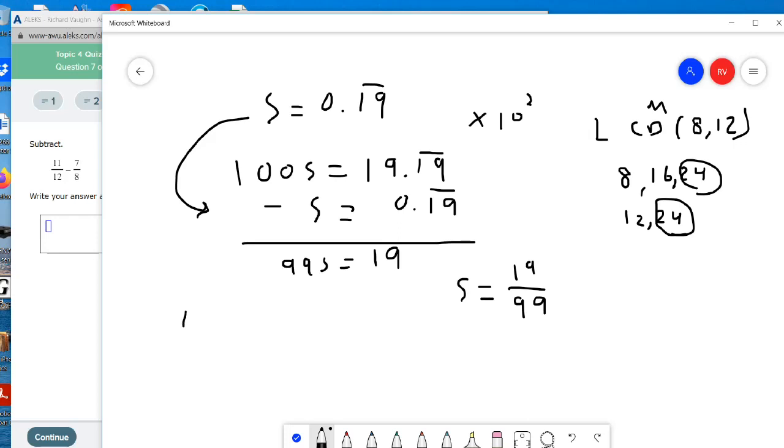So then I'm going to take this 11 twelfths, and I'm going to create a 24 by multiplying top and bottom by 2. Now for the 7/8, I'm going to multiply top and bottom by 3. And then when I subtract, I have the common denominator, so I subtract the numerators, I get 1 over 24.